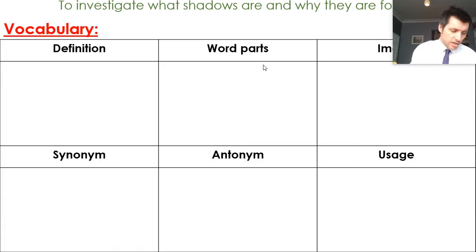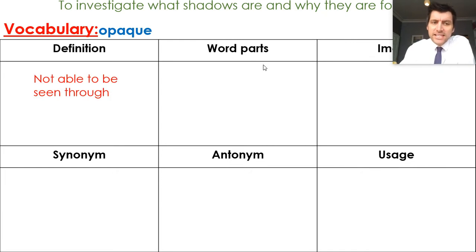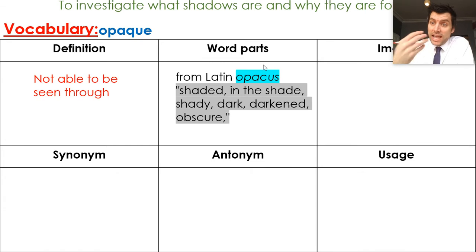Right, guys. So one of the words that we're learning today is this word opaque. Okay, and opaque basically means something that you can't see through. Opaque is not able to be seen through. The word opaque stems from the Latin, a language which not many people speak now, but was spoken a long time ago by lots of people. And that word opacus meant shaded, in the shade, shady, dark, dark and obscure.